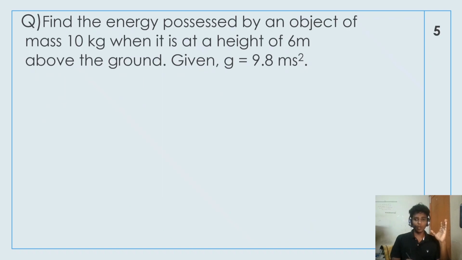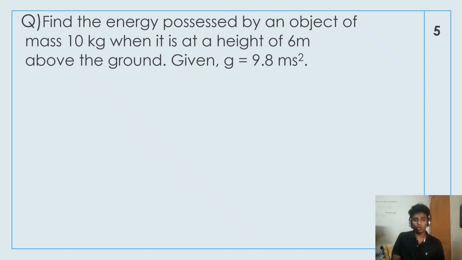So let's do a problem regarding this one. The question is: find the energy possessed by an object of mass 10 kilogram when it is at a height of 6 meters above the ground, given that g is equal to 9.8 meters per second square. So we know the equation for work done, right? We have to find the energy possessed by an object, and the potential energy possessed by an object is equal to the work done in moving it from its initial position to final position.